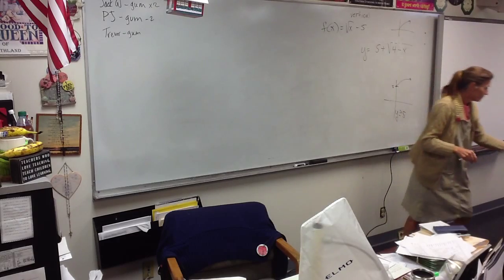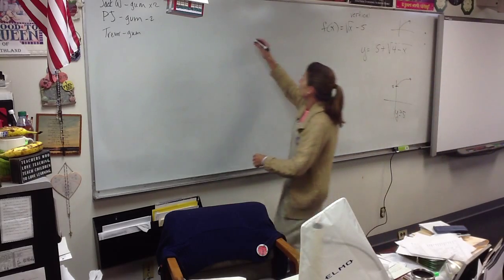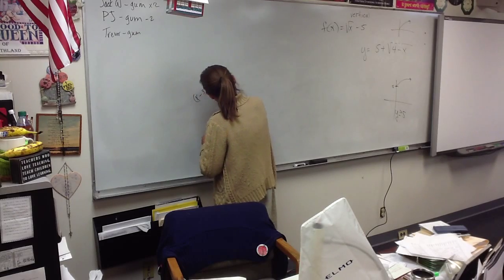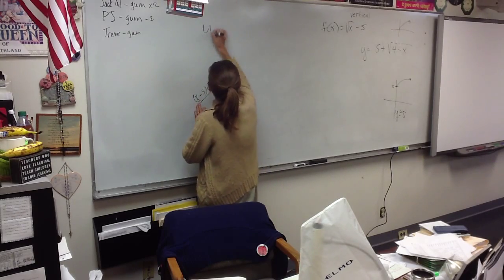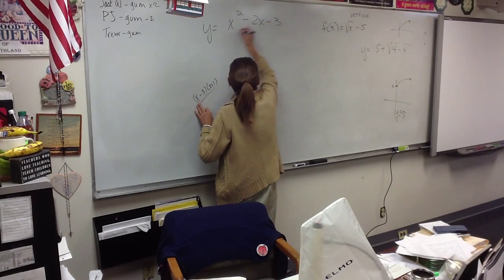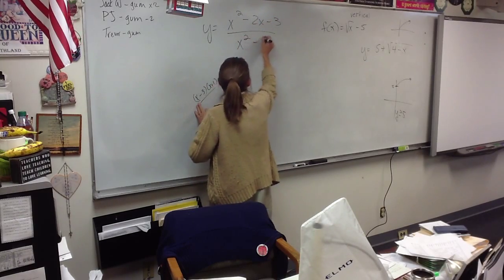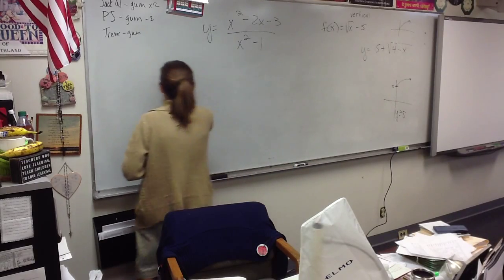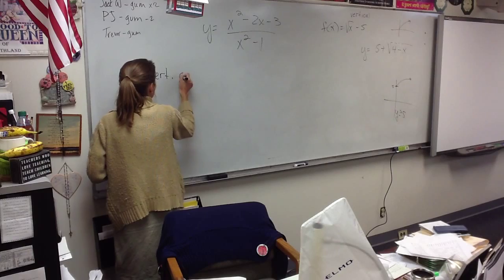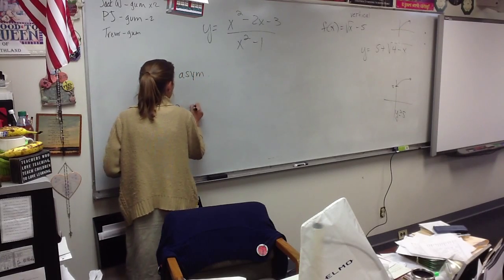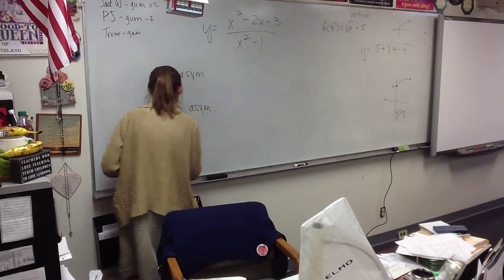You got them all? All right, here's what I want you to graph then. X squared minus 2x minus 3. I don't want you to graph it. I'm sorry, I misspoke. What I want you to do is find vertical asymptotes, horizontal asymptotes, and holes.